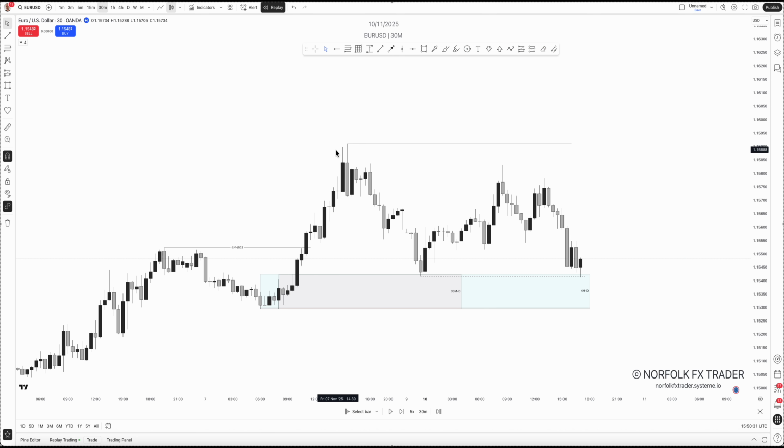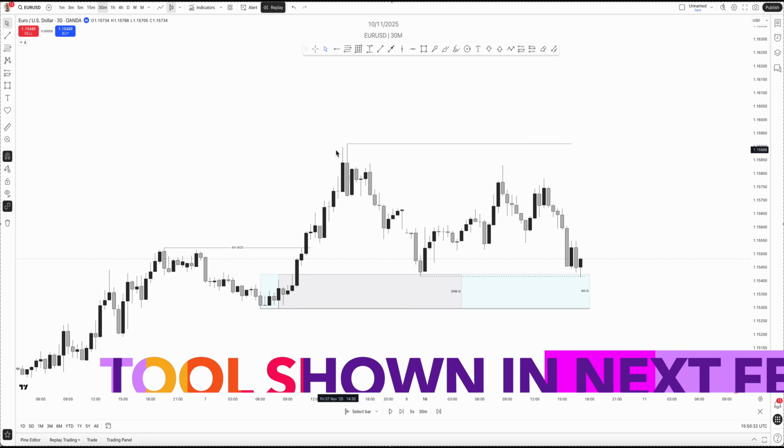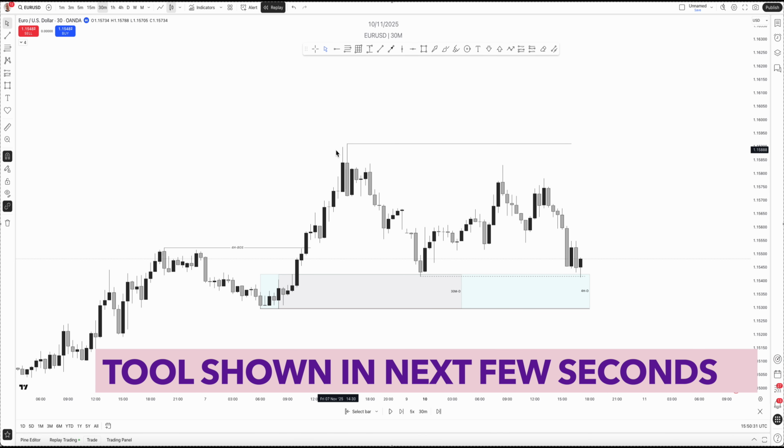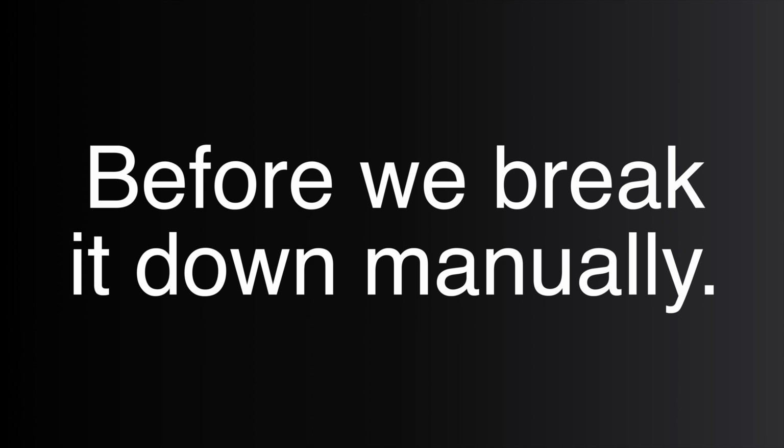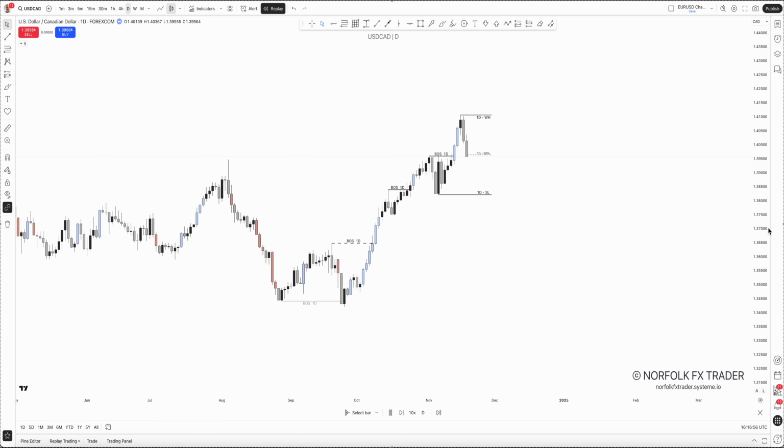Quick note before we dive in, this exact 10-second logic can be instantly automated. Stick with me and I'll show you the tool that does it in the next few seconds. An instant fix only works because it perfectly maps market structure logic. We're breaking down that logic now. But wait, before we break it down manually, you need to know this logic is instantly automated.